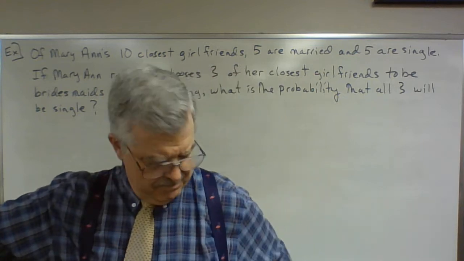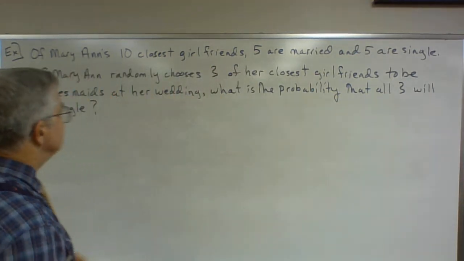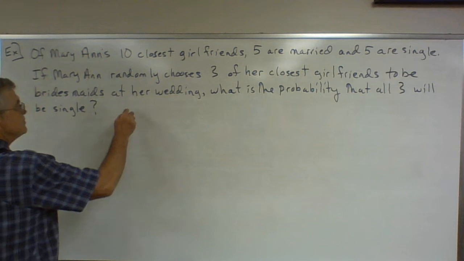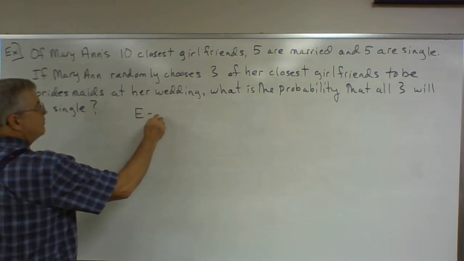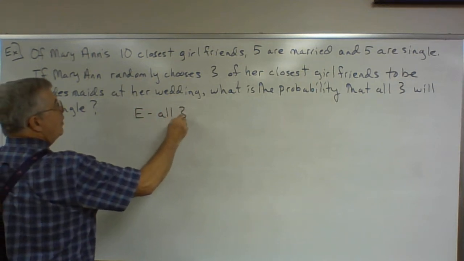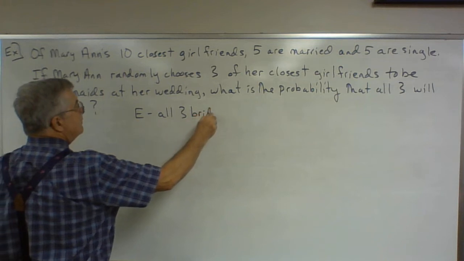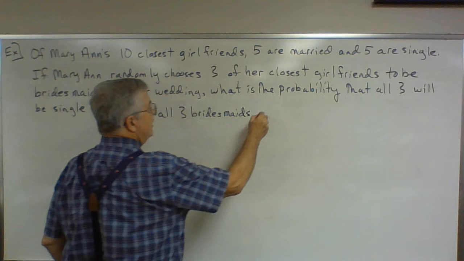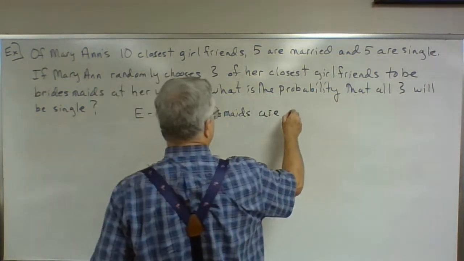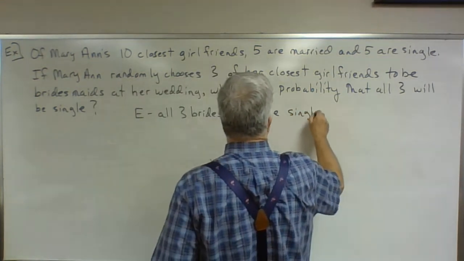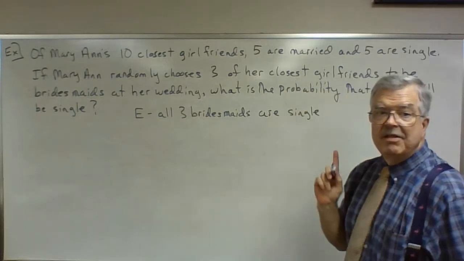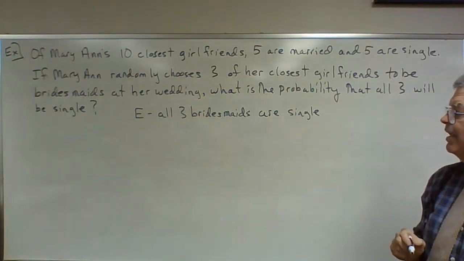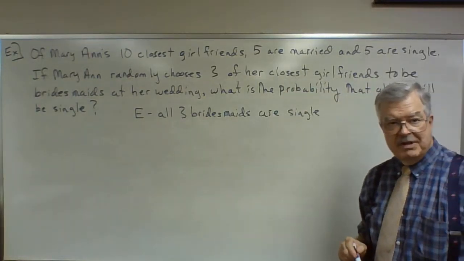E is the event: all 3 bridesmaids are single. That's the event, and we want the probability of that event.